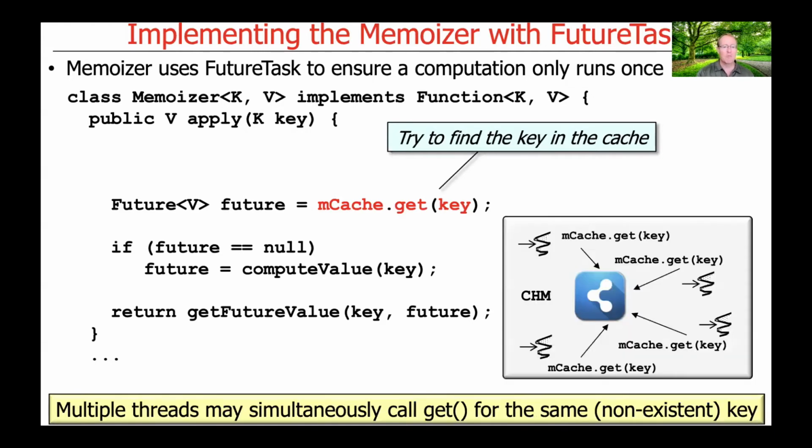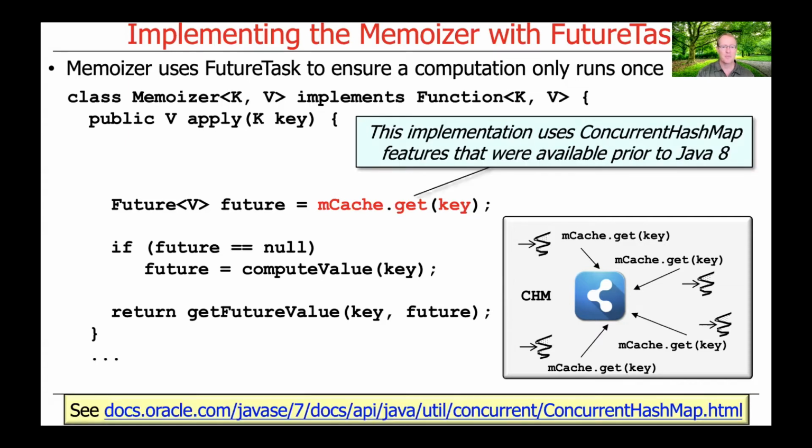Remember, what we've got here is a map that's mapping keys to futures. And keep in mind, from the use case, multiple threads could simultaneously be calling the apply method, which will then simultaneously call the get method for the same key that doesn't yet exist in the map. That's the scenario we're most interested in. If there already is a value for this key, we're done. We just get back the Future and its result and we're finished. But the interesting case is the first-time-in case.